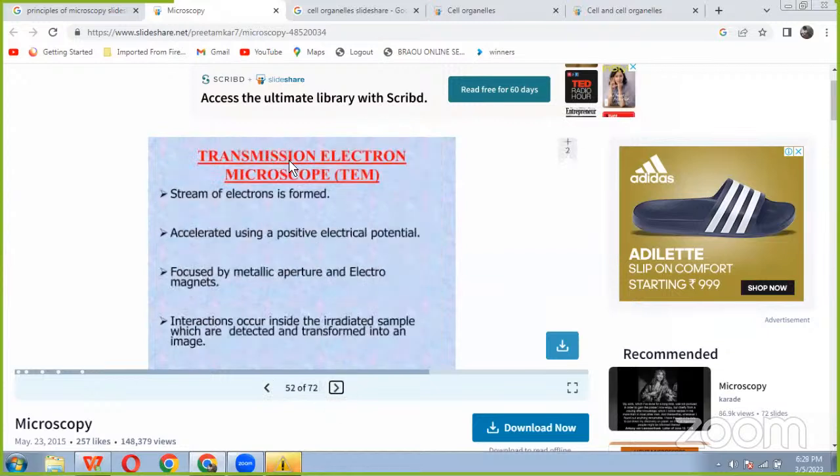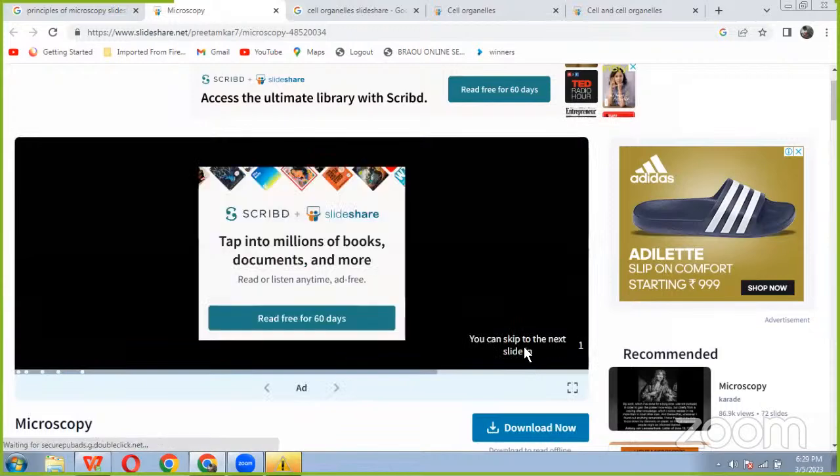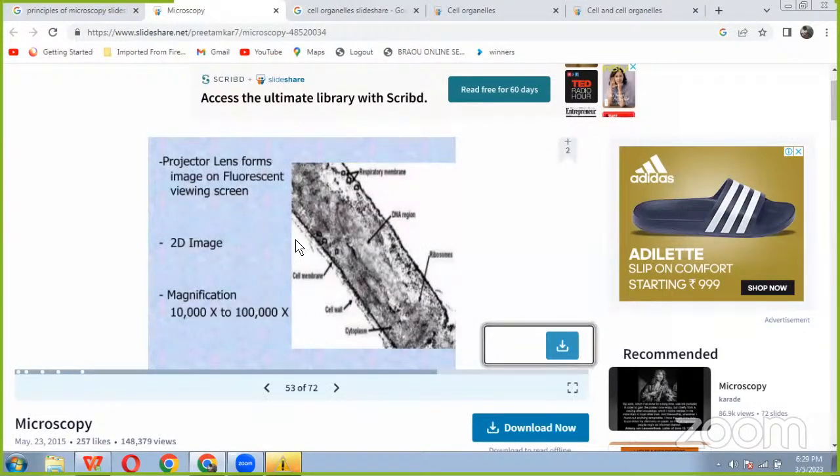And the next one is TEM. TEM means transmission electron microscope. This is very important. A stream of electrons is formed and accelerated using a positive electrical potential, focused by metallic apertures and electromagnets. Interaction occurs with the sample, and the transmitted electrons are detected to form the image. For example, these are 2D images; the projector lens forms the image on a fluorescent viewing screen.